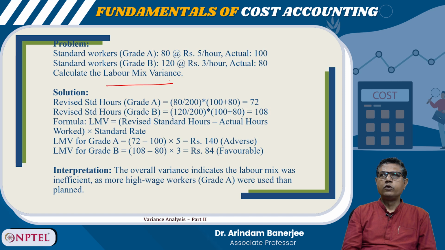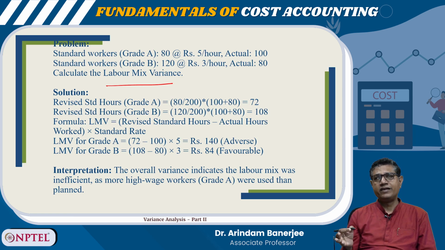Fine. So, we need to calculate the labor mix variance from this problem. You see, there are two categories of workers working here, right? Grade A and grade B. So, first, their rates are different, their number of hours are also different. So, we need to calculate the revised standard hour for grade A first, right?